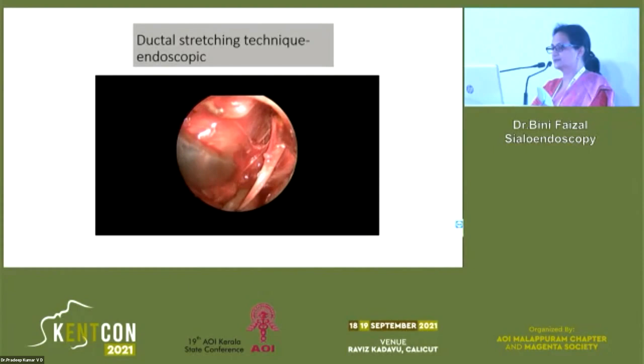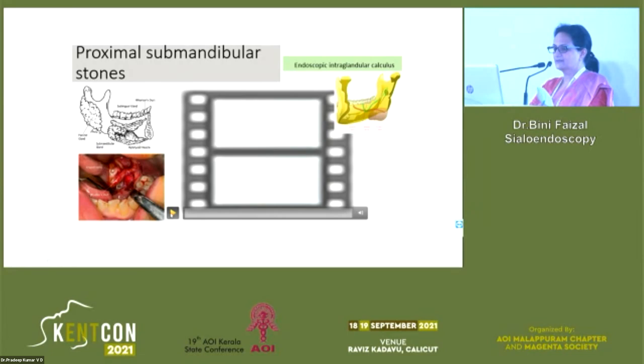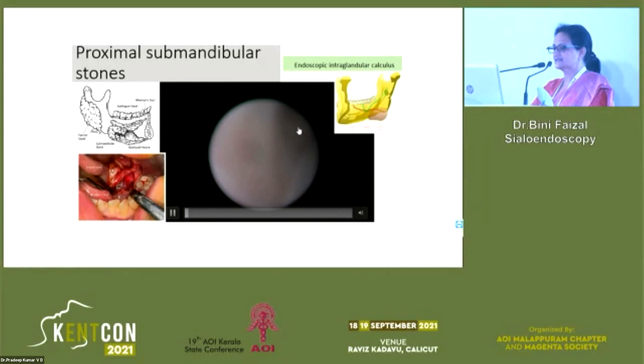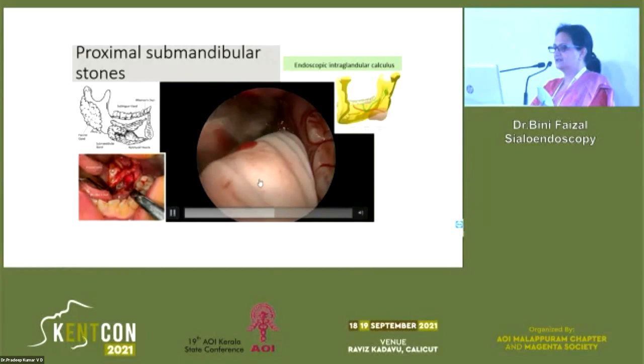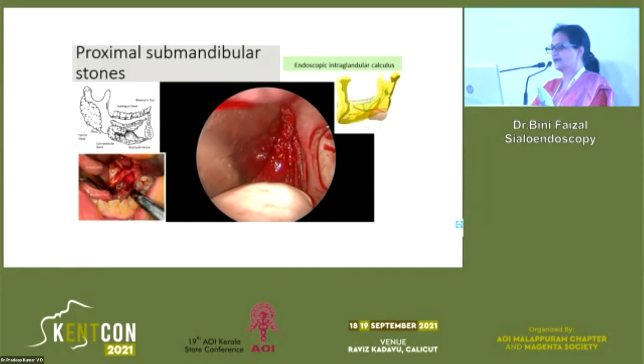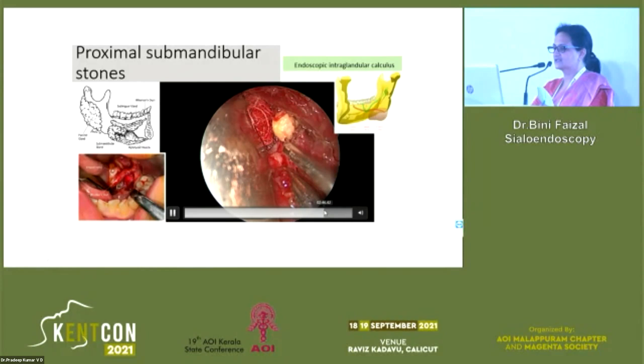So for a proximal submandibular stone, this is another technique. What we do is the basket; you can see that the stone is held with the basket and then later it is used as a guide. See, with the thread of the basket inside, I'm getting something to hold on to, and from there the calculus is being traced and then the calculus will be removed.